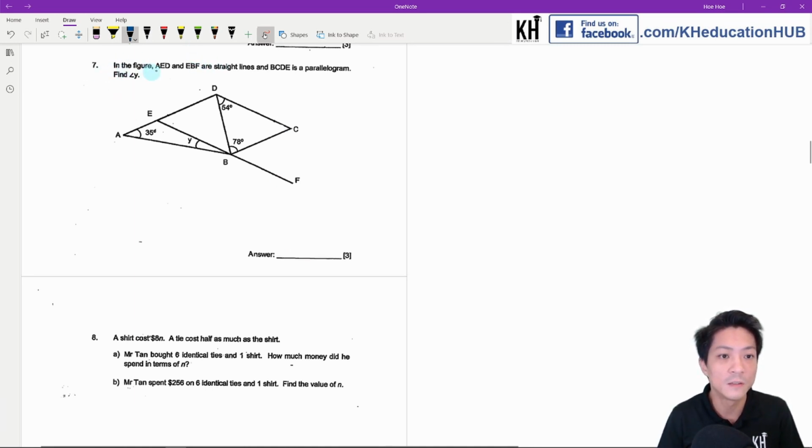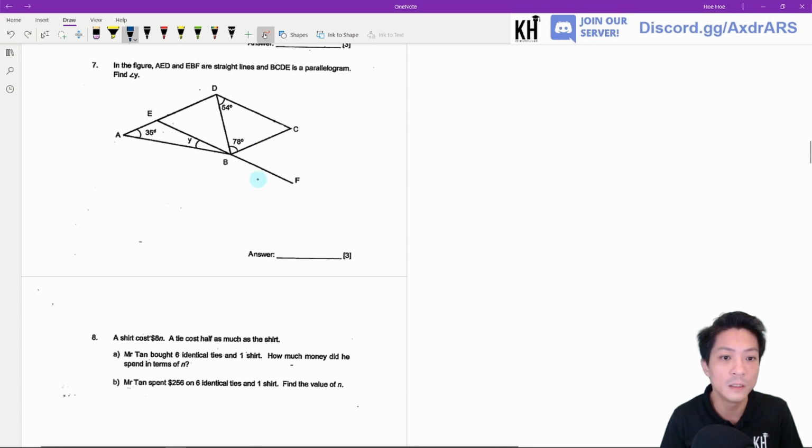Question 7. In the figure, AED and EBF are straight lines. BCDE is a parallelogram. I need to find angle Y. Let's see what I can find. I can find this, which is 54, and 78.